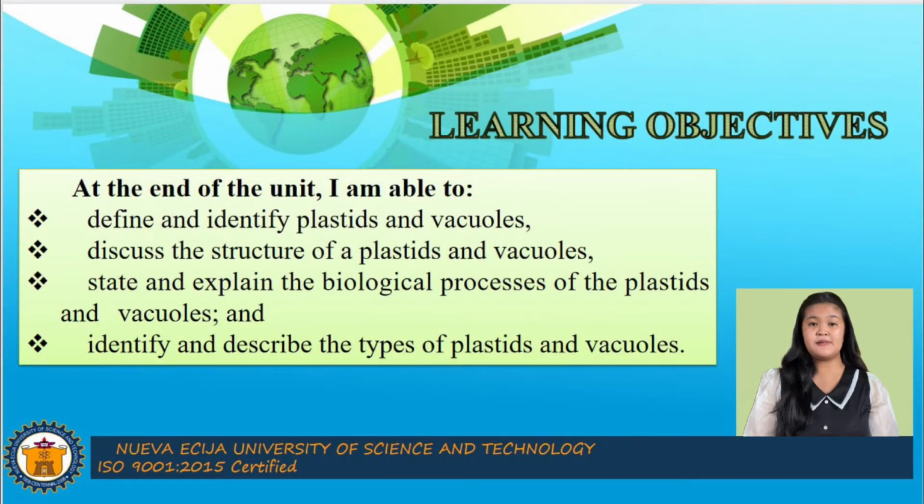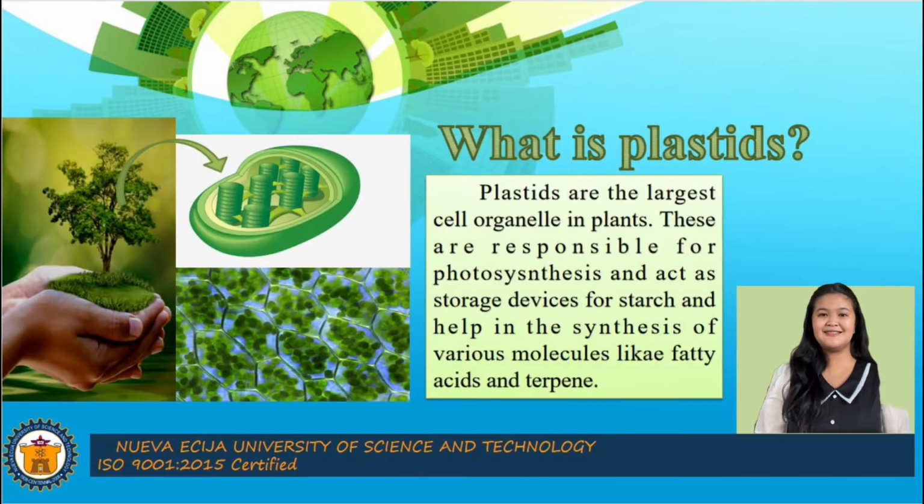Learning objectives. At the end of the unit, I am able to define and identify plastids and vacuoles, discuss the structure of a plastid and vacuoles, state and explain the biological process of the plastids and vacuoles, and identify and describe the types of plastids and vacuoles.